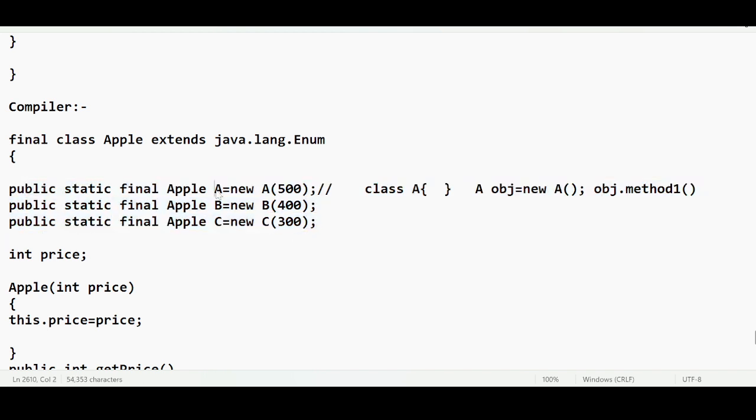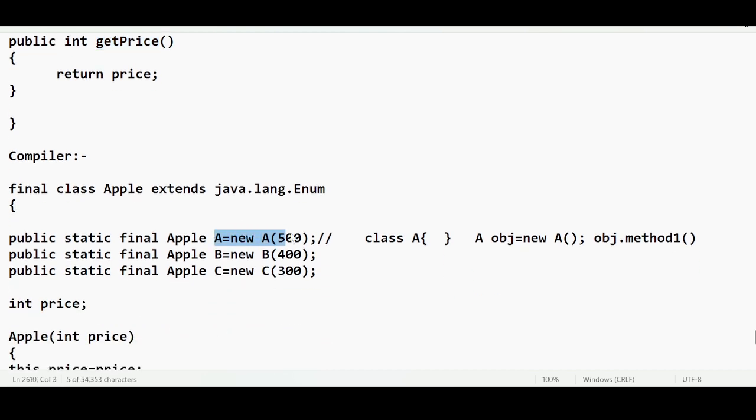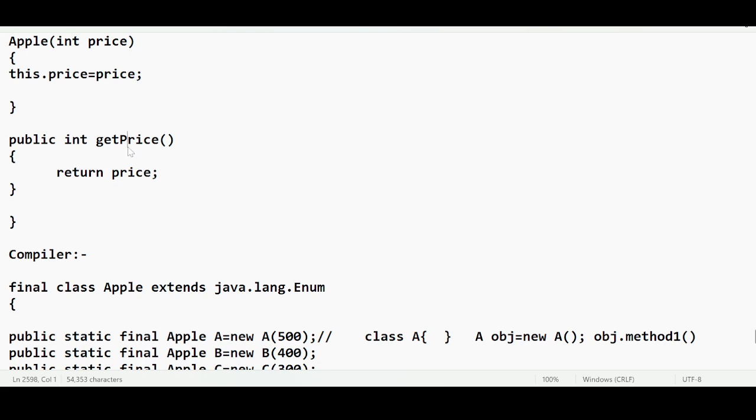I am taking this reference variable A and using it to call the get price method. These things are happening internally; it is not visible to me. What I am trying to do by using this reference variable A is access the get price method. Same thing I am doing here.